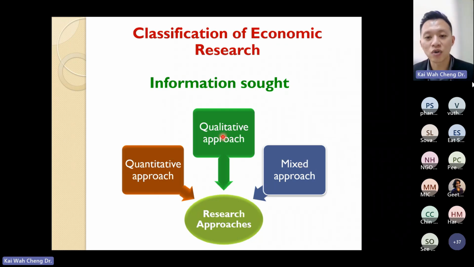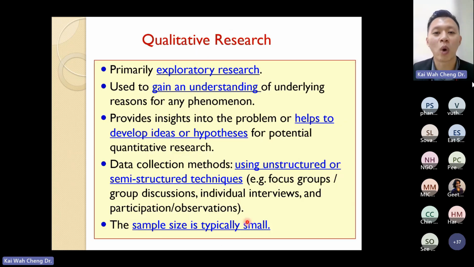So basically, these are the three types of approach in social science research. But of course, all three of them have their own pros and cons. So if you want to learn more about the pros and cons of the three types of research approach, I would recommend you to check a research methods reference book. So now let's look at the first one, qualitative research. We need to know the purpose of conducting a qualitative research.